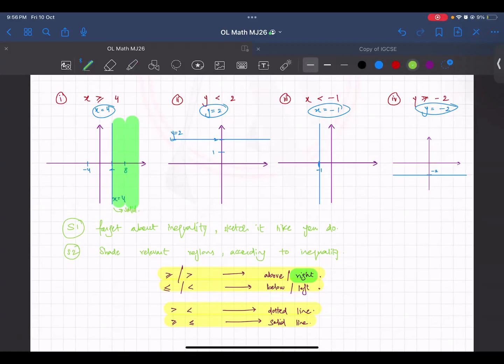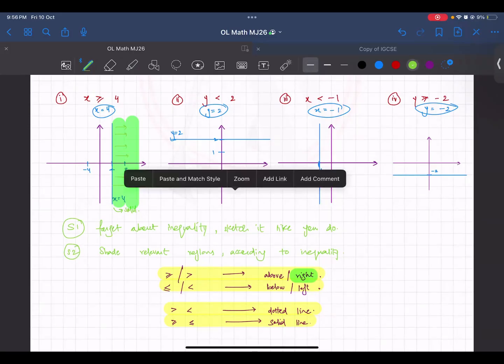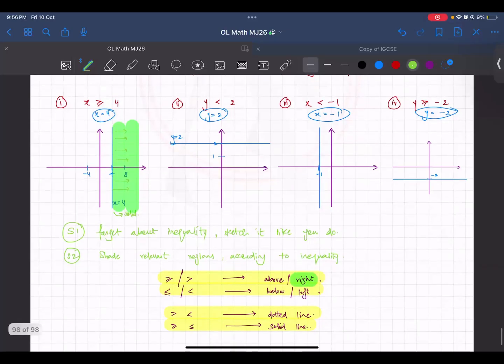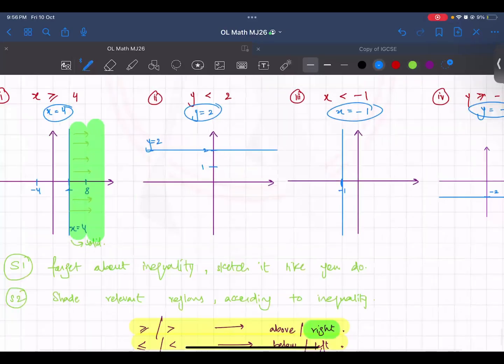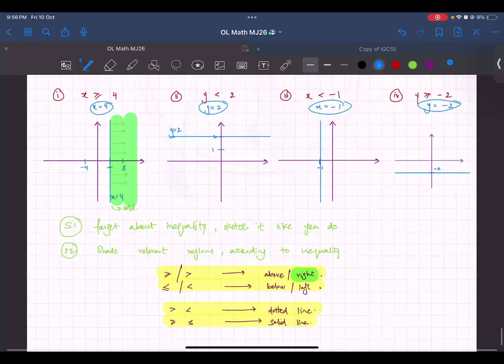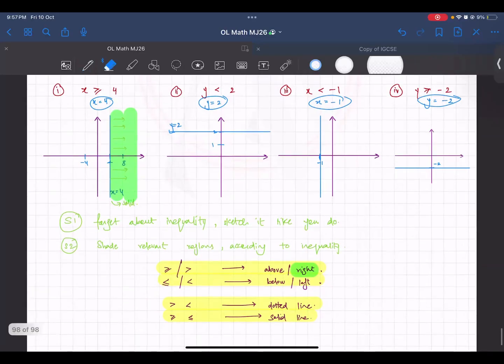So everything to the right side because of the inequality. Then the second one, if you look at the second one, it is below, because it is less than 2. And it is only less than, so this would be a dotted line. So first of all, make a dotted line on that. Erase your full complete line and then create a dotted one. And because it is less than, you will shade the part which is below.